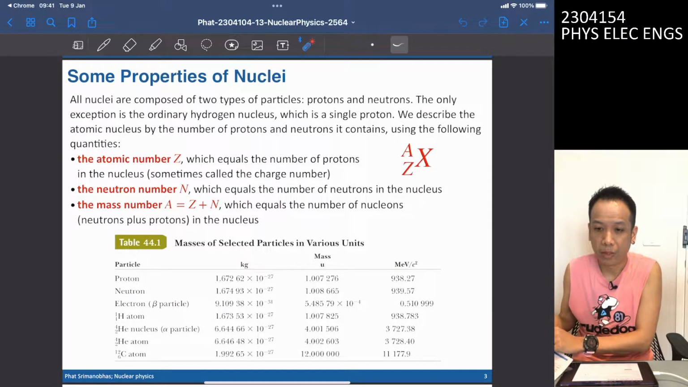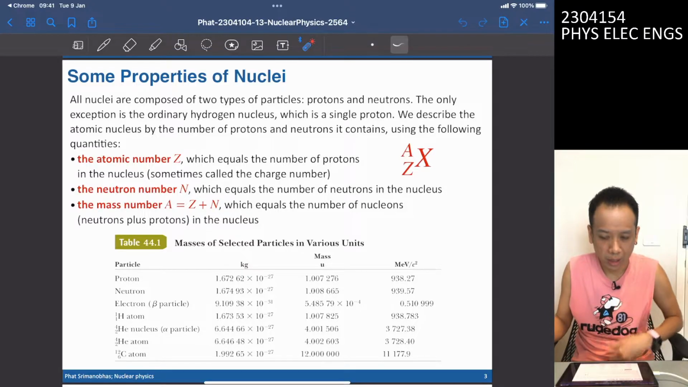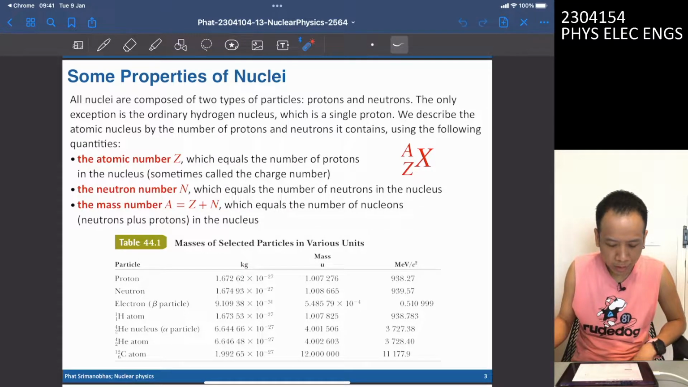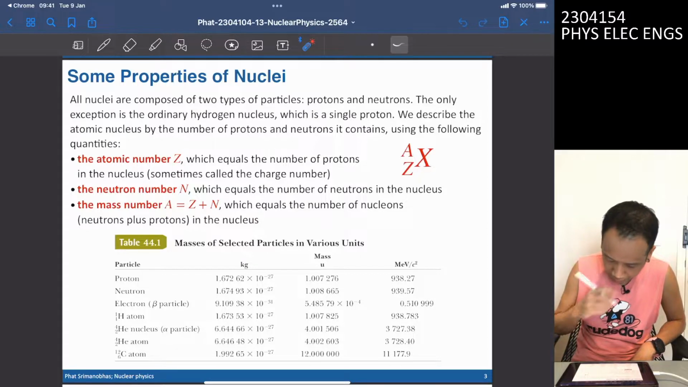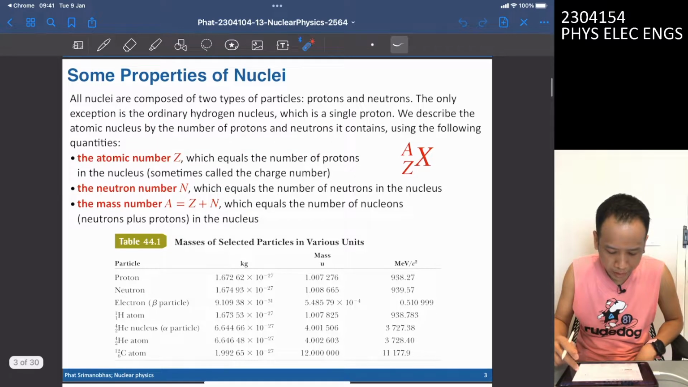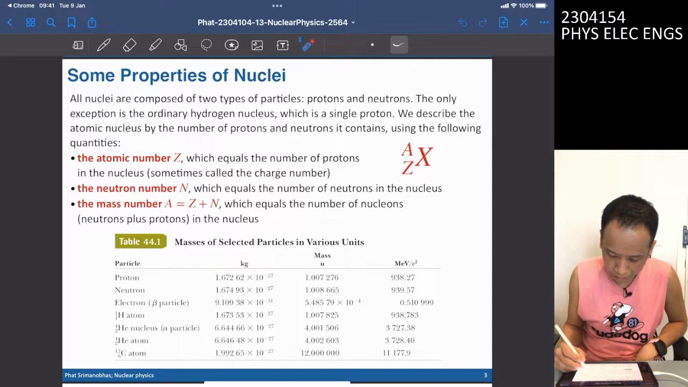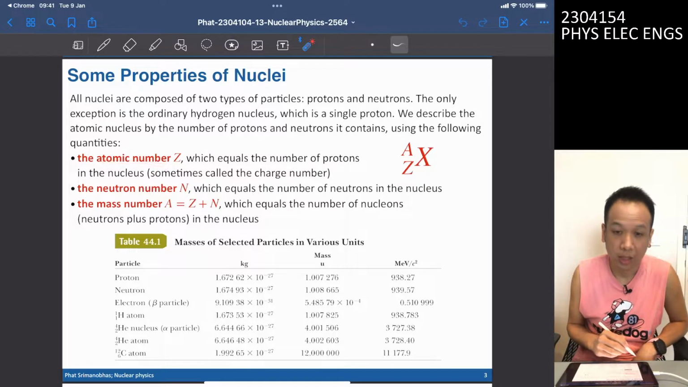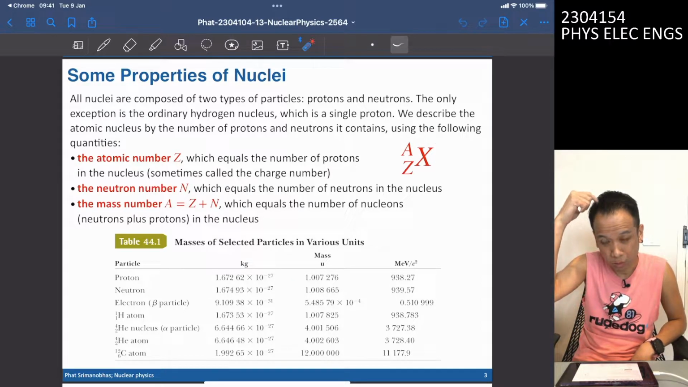Let's start with the properties of the nuclei. I think this is very common, something we have learned before. When we represent the nuclei, we're talking about protons and neutrons, so we use the symbol A, Z, X. A is the mass number, the total number of nucleons, which is the neutrons plus the protons. Z is specified by the atomic number, or number of protons, and X is the element symbol.